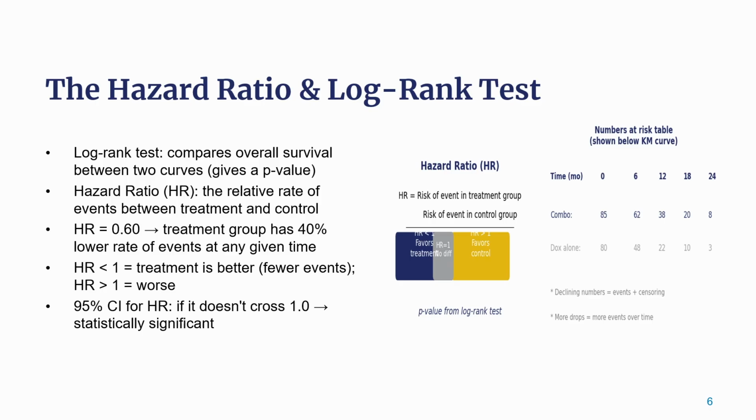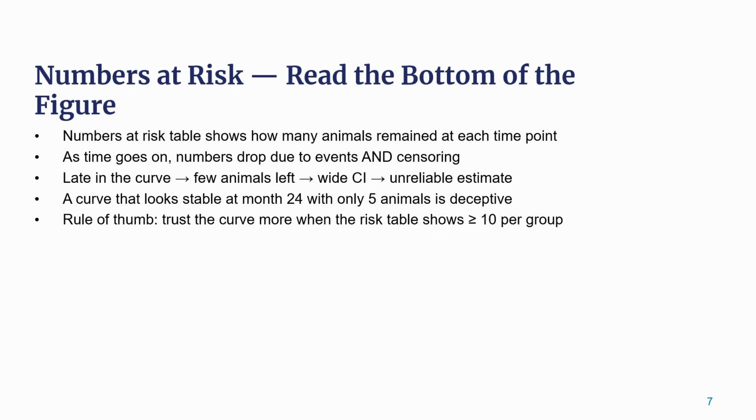When you read a KM paper, look for both. The log rank p-value: is there a difference? And the hazard ratio with confidence interval: how big is the difference and are we confident in it? Here's a trap many clinicians fall into, the right end of a KM curve.